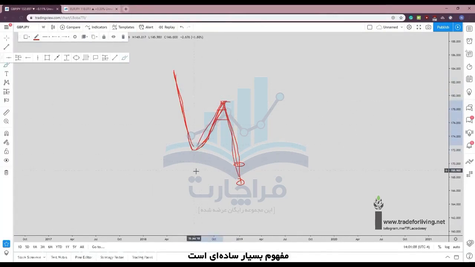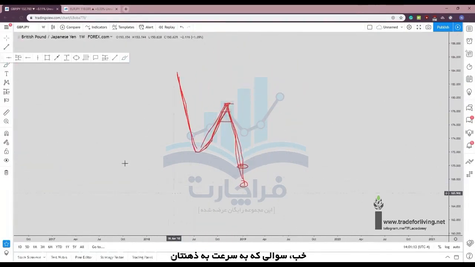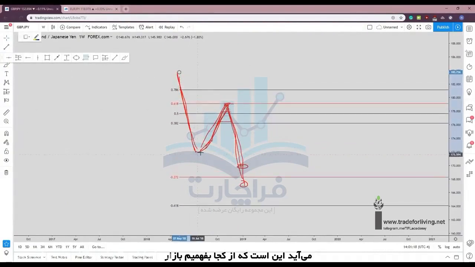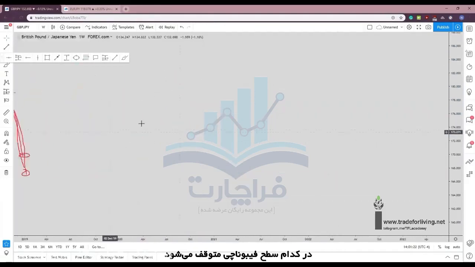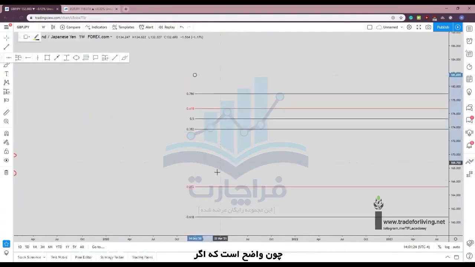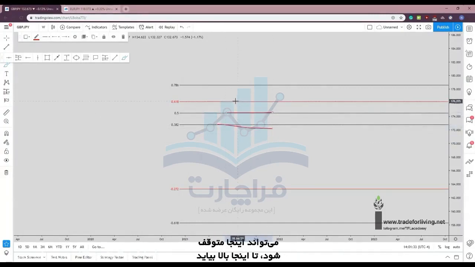Very simple concept. Now, the question that's supposed to arise immediately to your mind is, how do we know to which Fibonacci level the market is supposed to stop? Because obviously, if you take your Fibonacci from the high to the low of an impulse, there are many areas to which the market could stop. It could stop here, it could stop here, it could stop here, or it could stop here.